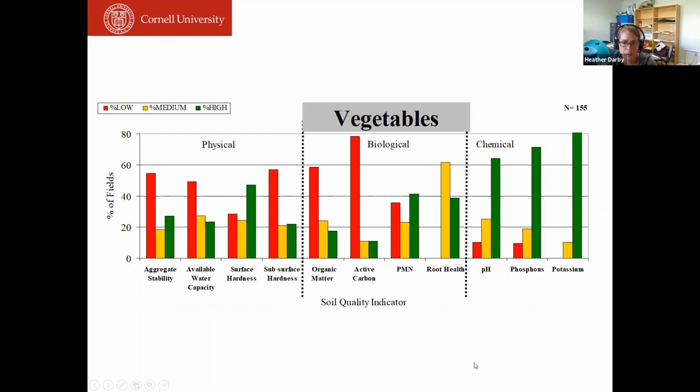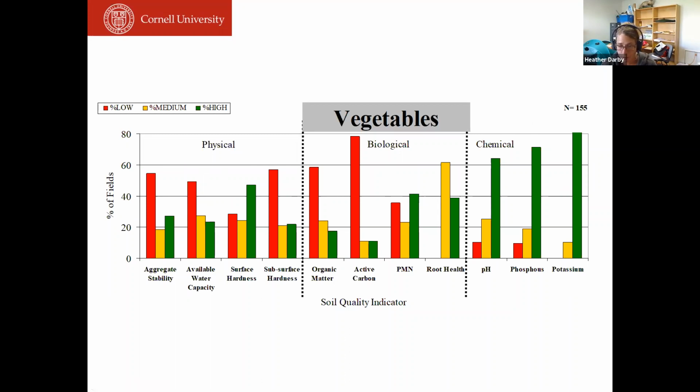And you can see for vegetable production, again, this is commercial vegetable production, that there's certainly a lot of red here, especially in the physical and biological constraints. So there were higher levels of low soil quality for physical constraints and biological constraints on the vegetable farms. And you can see in terms of chemical analysis that most farms were doing very well there.